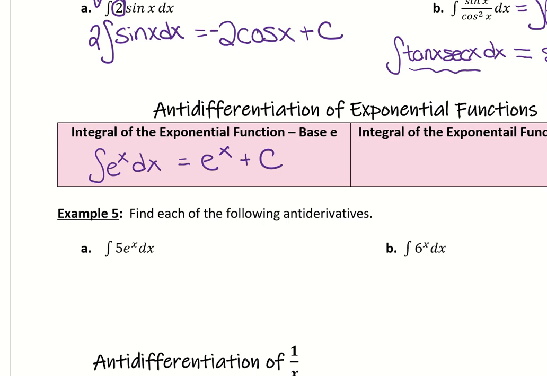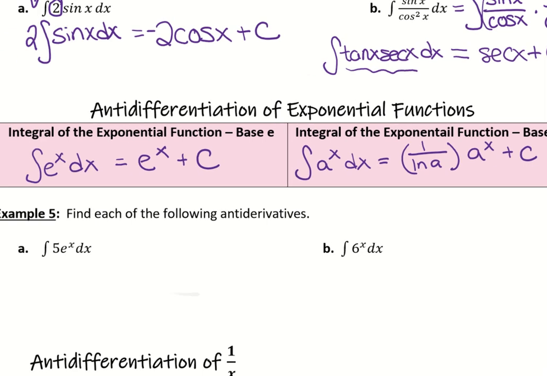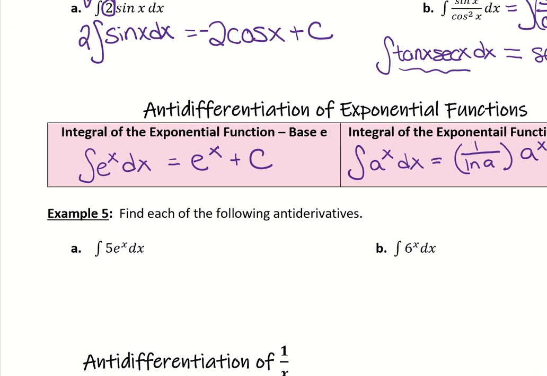This one's a little more complicated. What if your base is not an e? What if you're finding the antiderivative of a to the x dx? The antiderivative is going to be 1 over the natural log of a times a to the x plus c. So let's use these rules to help us find the antiderivative of some of these integrals.